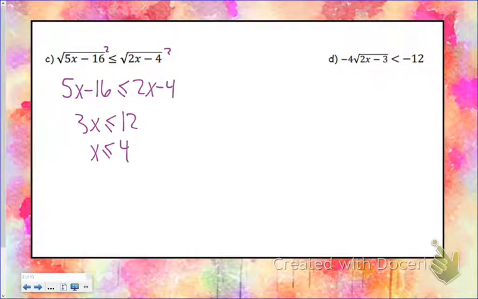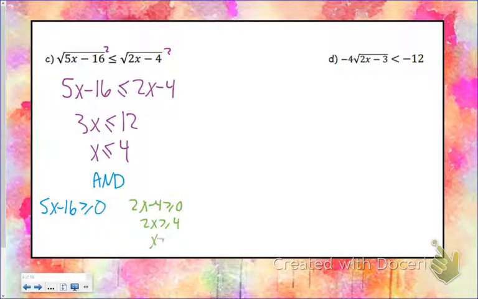What also has to be true? What's under the root cannot be negative. So I would take 5x minus 16 greater than or equal to 0. I would also take 2x minus 4 and set that greater than or equal to 0 because both of those things have to be true in order for this inequality to work. So x is greater than or equal to 2. Then over here, 5x is greater than or equal to 16. X is greater than or equal to 16 over 5.